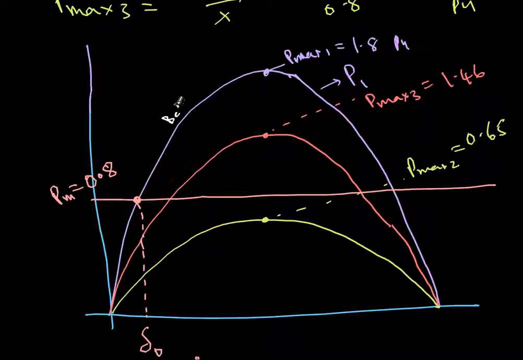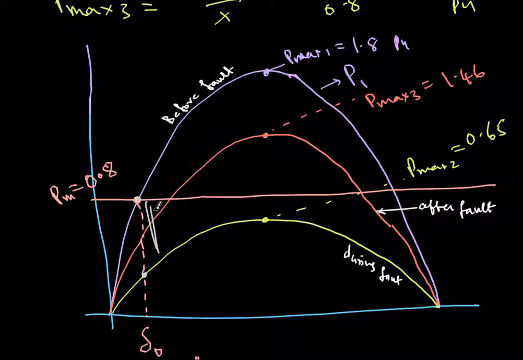So when the fault occurs, this is before fault, this is during fault, and this is after fault. Okay, so when the fault occurs, I am operating at this point, at the time I jump to this point, and then mechanical power is more than electrical power, so the rotor will accelerate. So I keep accumulating this area and I'll keep moving towards the right.